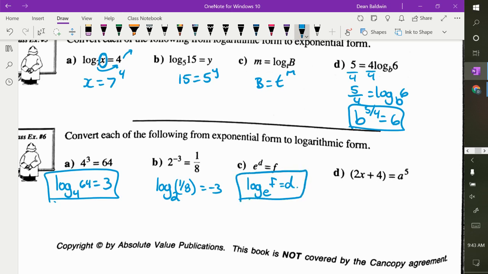Don't say 2f because that implies that f is an exponent on the e. Okay, say of f. Log base e of f. I know it's a subtle thing, but D. What's my base? a. So it's log base a of 2x plus 4 is equal to 5. All right. Are we okay with that?